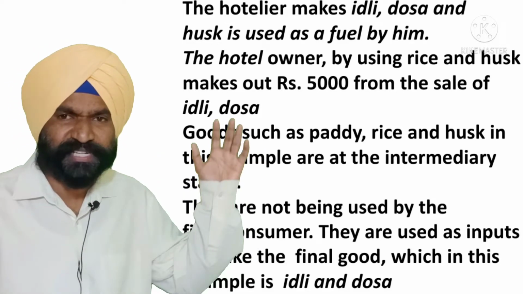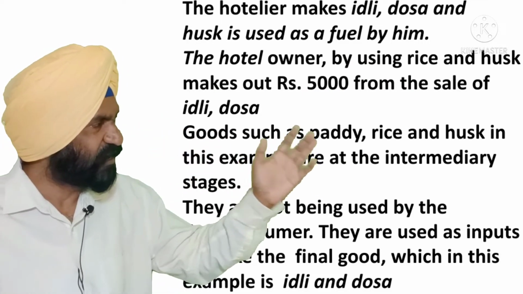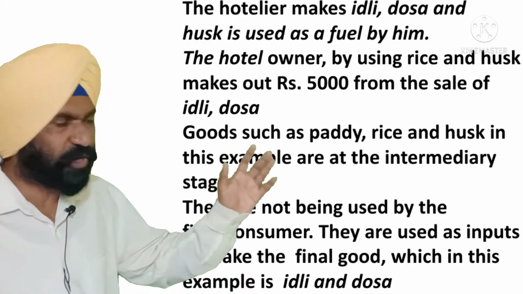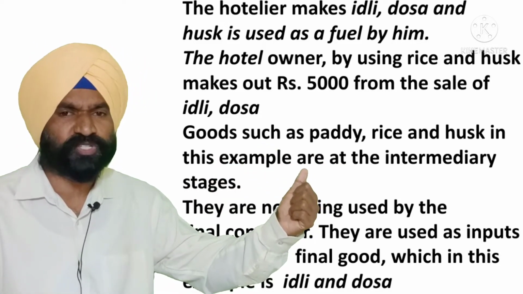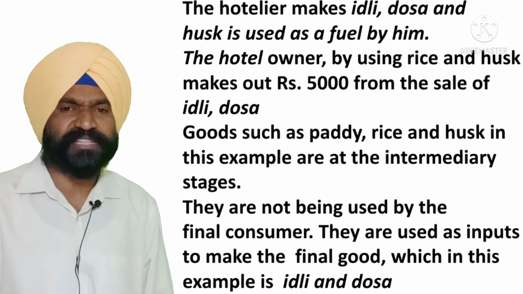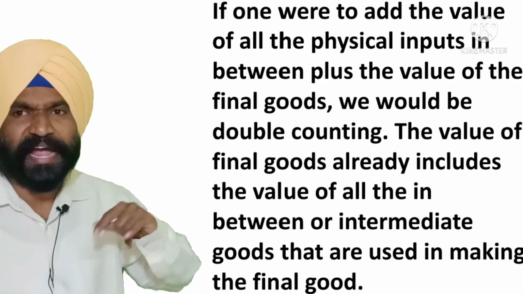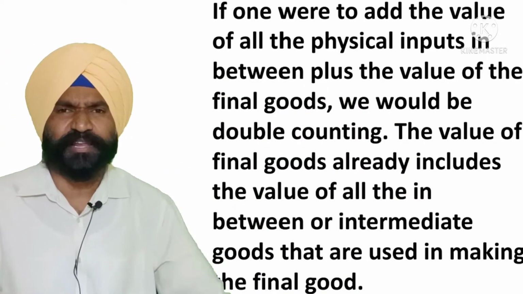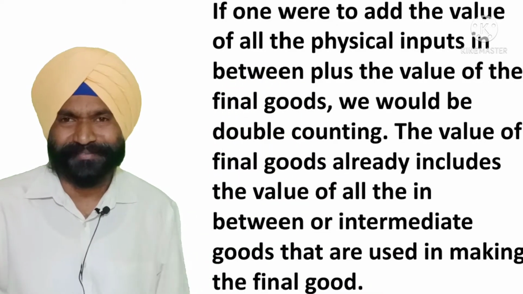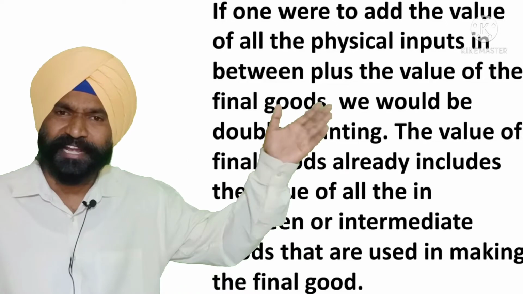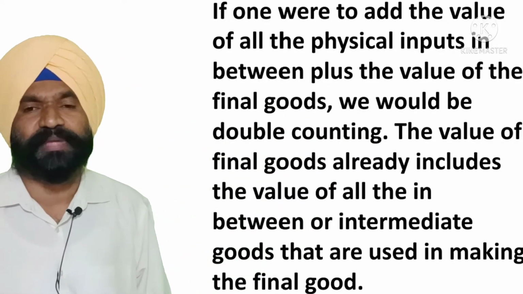Now goods such as paddy, rice and husk in this example are intermediary goods. They are not being used by the consumer as a final good. So they are used as inputs to make the final good, which in this example is idli and dosha. If one were to add the value of all the physical inputs in between plus the value of the final good, then we would be doubling it. The value of the final good already includes the value of all these intermediate goods that are used in making the final good.